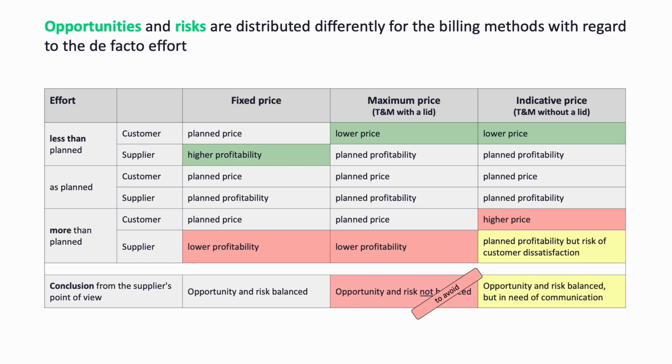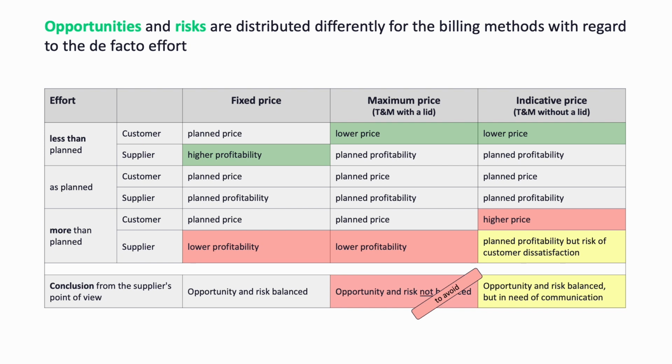In fact, the opportunities and risks are not balanced in the case of a maximum price agreement, middle column. This agreement favors the customer, because if the supplier is more efficient, he pays a lower price. But if he is less efficient than planned, he must bear the lower profitability himself. In the sense of a fair commercial agreement at eye level, a maximum price agreement should therefore be avoided.